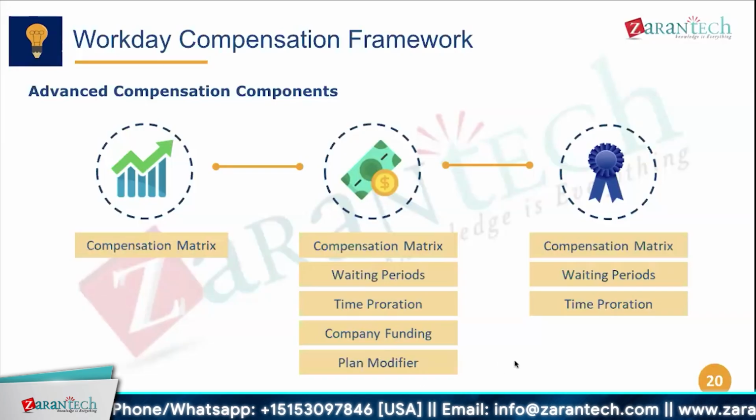The main ones that I've seen heavily used are the compensation matrix, waiting period, and the time proration rules. So we will go into the depth of each of these topics, see how you can do this on a live tenant, and practice these with real life scenarios for you to establish a good understanding of how to accommodate various recommendations or requirements for advanced compensation within these elements. So that's more to do with the components.